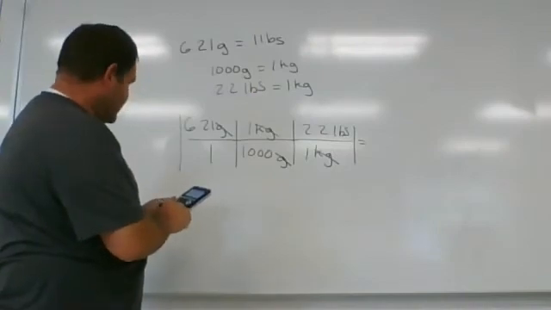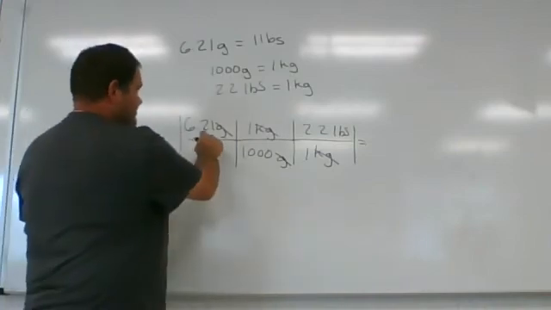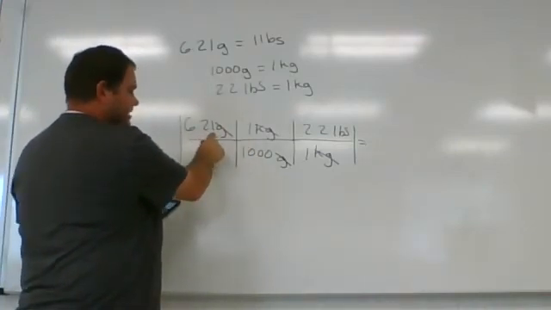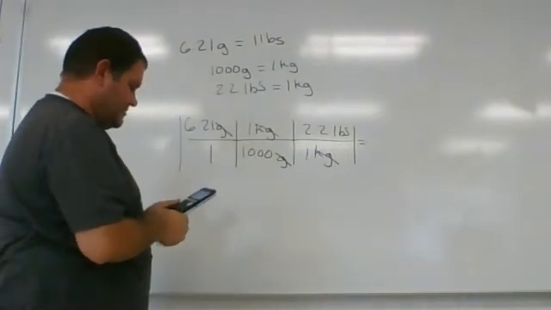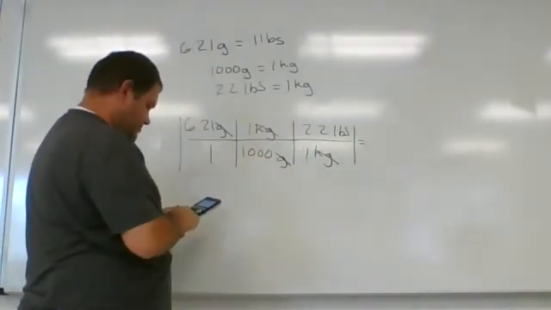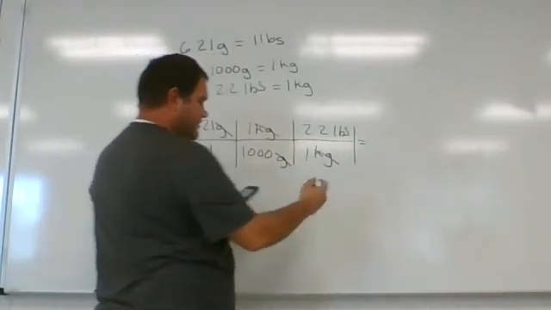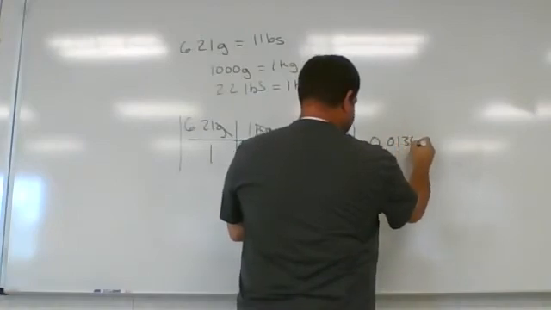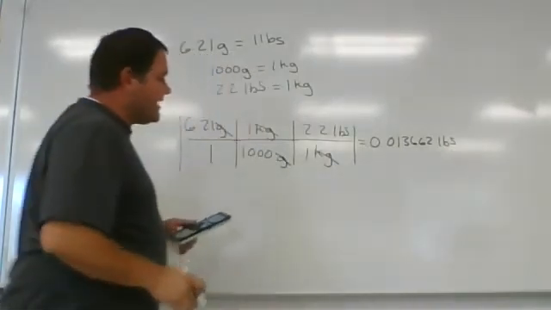and I'm going to take 6.21, multiply by 1 first, which is just going to be 6.21, and then divide by 1,000. And then take that answer and multiply it by 2.2, and then divide by 1. So my final answer should give me 0.013662 pounds. But I don't want that number of digits.